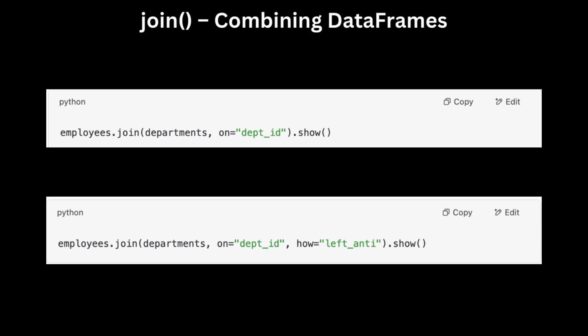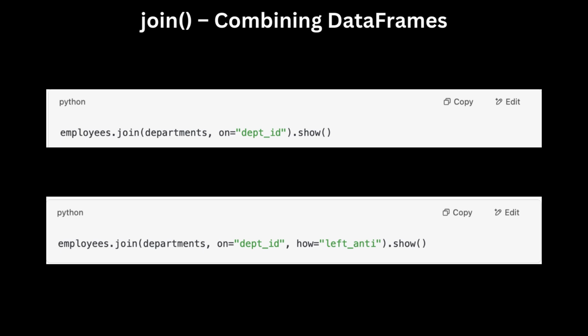PySpark supports several types of joins beyond just inner, each serving a different analytical purpose. 1. Inner join returns only matching rows in both DataFrames. 2. Left or left outer join returns all rows from the left DataFrame and matching rows from the right. Missing matches will show as null. 3. Right or right outer join, opposite of left join, all rows from the right and matches from the left. 4. Outer or full outer join returns all rows from both DataFrames, matched where possible.